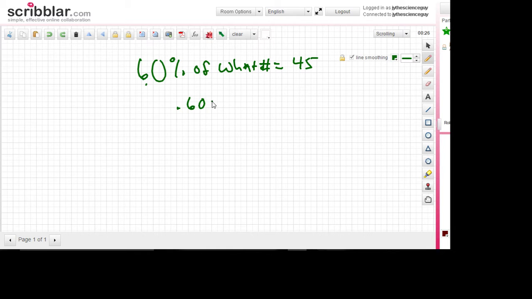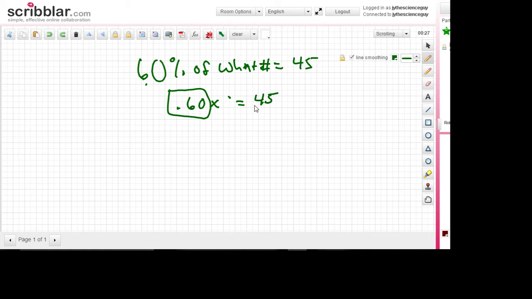Of means what? Times. What number means some variable. So I'm just going to leave it like that, because that's X, and those are multiplying together. And then this is 45. Whenever I want to move a number, I always have to do the opposite of what the number is doing to the number it's sitting next to. So what are these two doing to one another? What mathematical property are the 0.6 and the X doing to one another? Are they adding, subtracting, multiplying? They're multiplying. It wasn't a trick question.